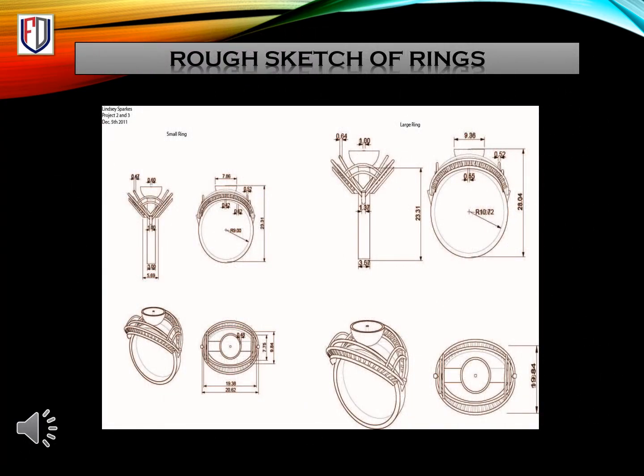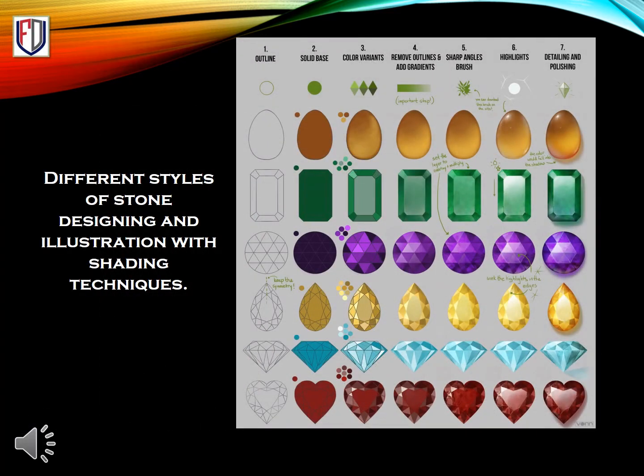This image shows a rough sketch of a ring. The design is normally decided according to the customer, and the measurements are made according to the requirements of the customers here. In this image you can see there are different styles of stone designing and illustration with shading techniques. They have shown the different kinds of gems and stones in this with different cuts and different shadings.